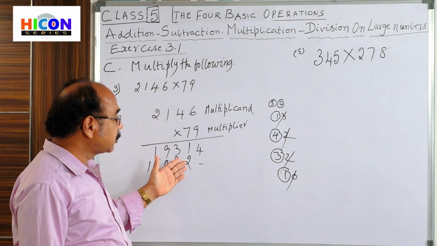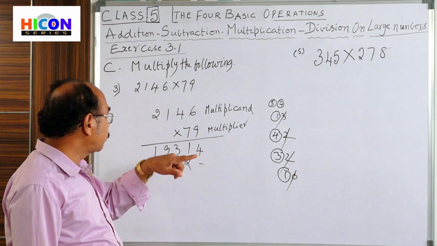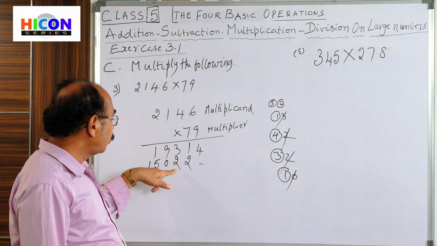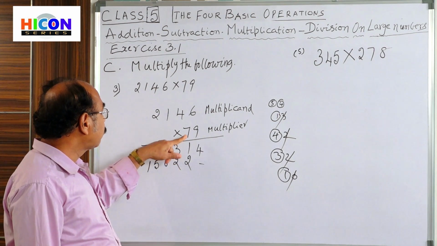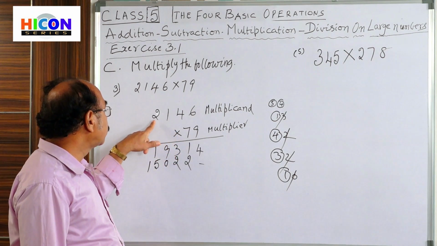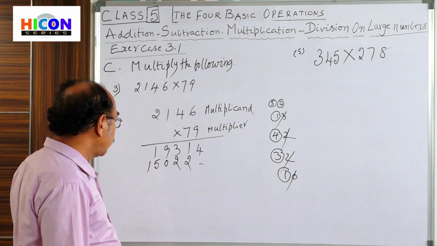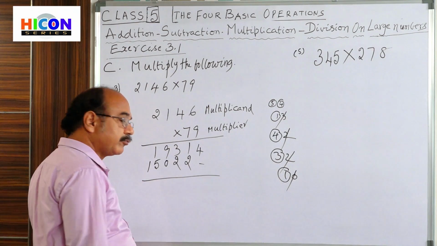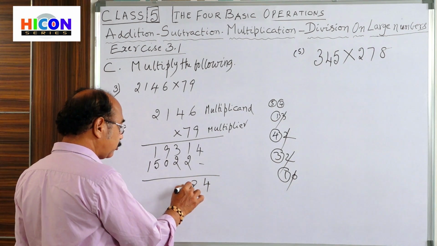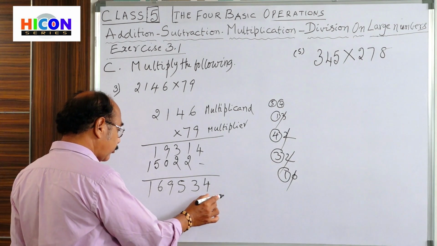Okay, once again check this second step. 7 6s are 42. 2, 4 is there. 7 4s are 28 plus 4, 32. 2, 3 is there. 7 1s are 7 plus 3, 10. 0 here. 1 is there. 7 2s are 14 plus 1, 15. Now add. Okay, here 4. Here 1 plus 2, 3. 2 plus 2, 5. Here 9. Here 6. Here 1.